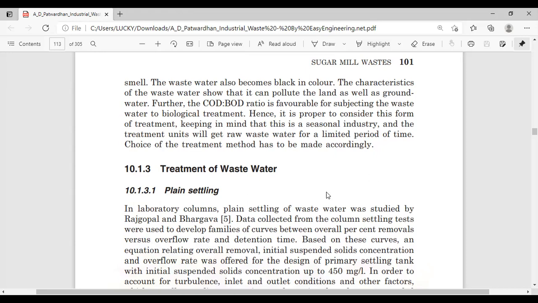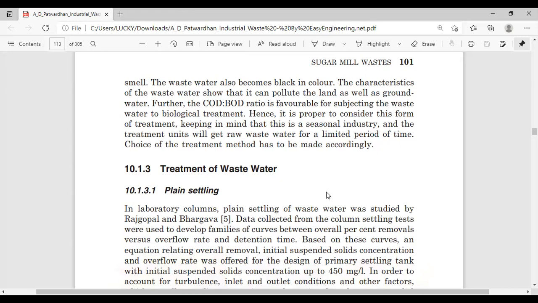Hence, it is proper to consider this form of treatment, keeping in mind that this is a seasonal industry and the treatment units will get raw wastewater for a limited period of time. Choice of the treatment method has to be made accordingly.